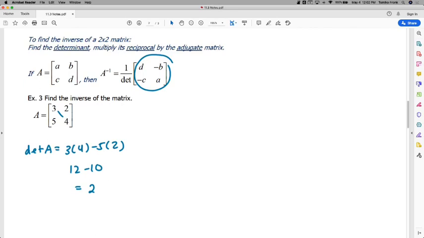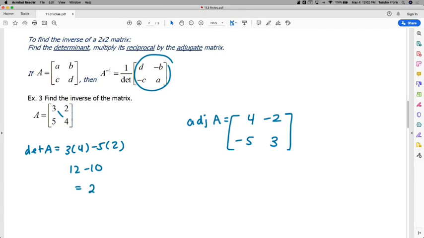So here's how we find the adjugate matrix. I'm going to call it that. So the adjugate of A. We are going to switch A and D. So we're going to switch the values in the upper left and bottom right. So that is going to be 4 and then 3. And then we're going to take the two values in the upper right and bottom left and make them negative. So that is -2, -5. That is the adjugate matrix for A.